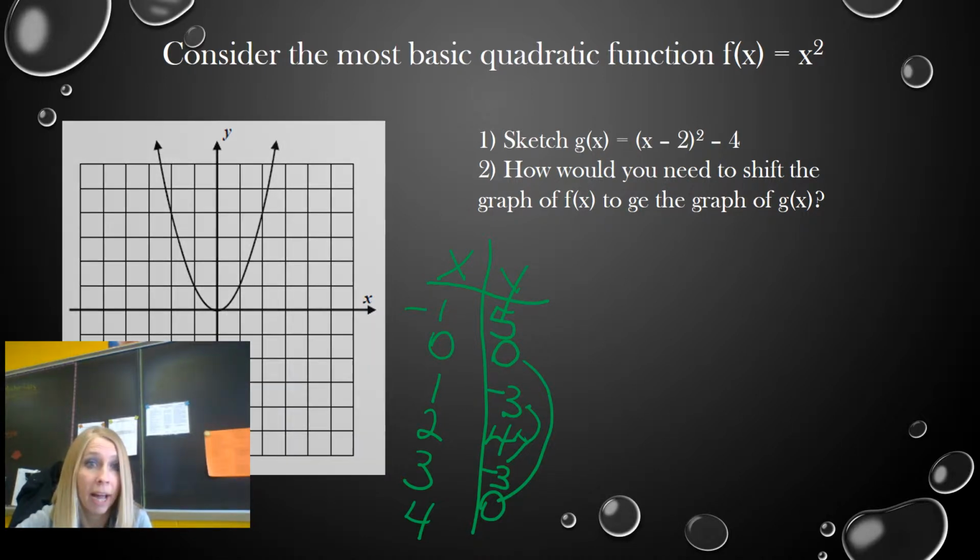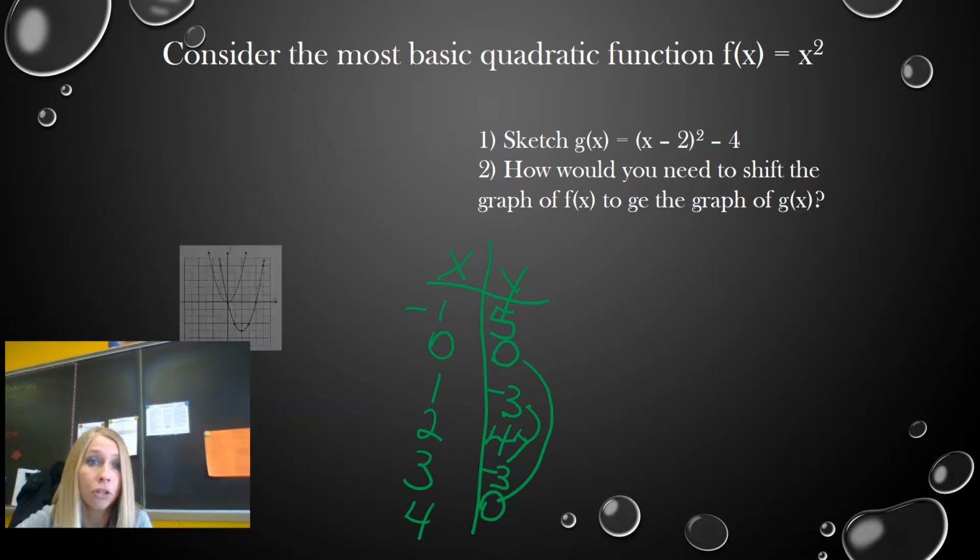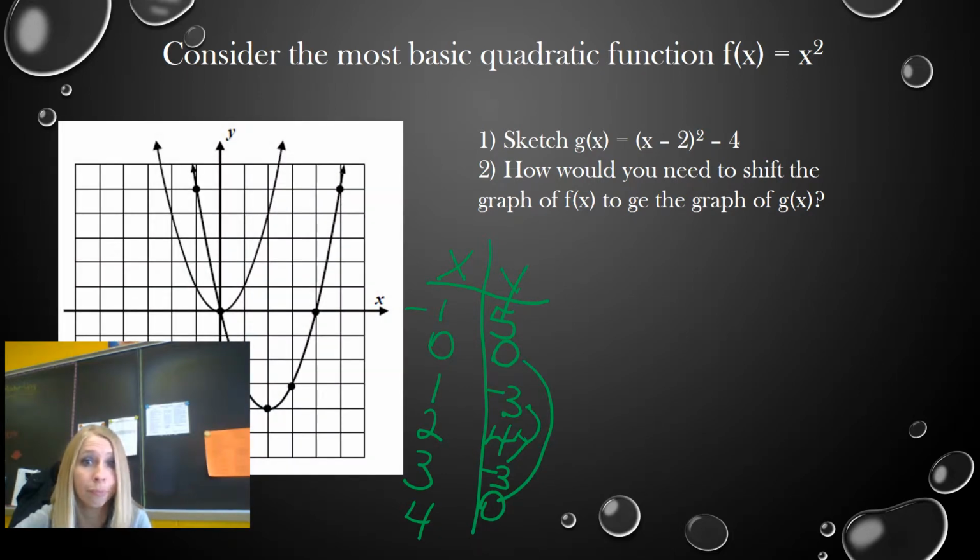And now that you're back, your graph should look like this. Now, the question is asking, how would you need to shift the graph of f of x to get to g of x? So f of x is our original, this guy here. They want to know, how are we getting to this new graph?